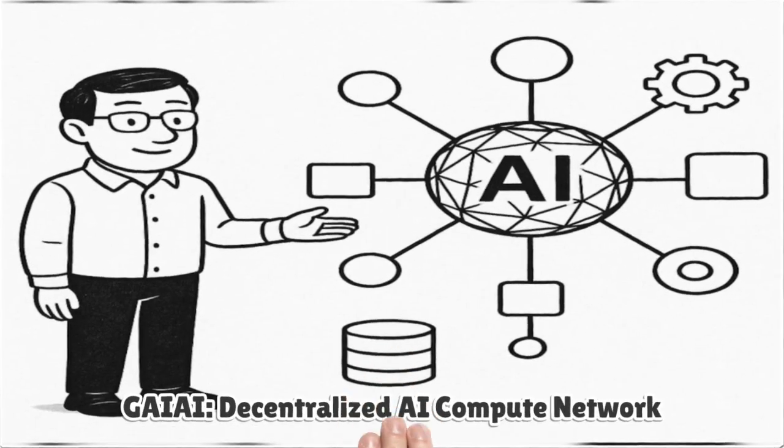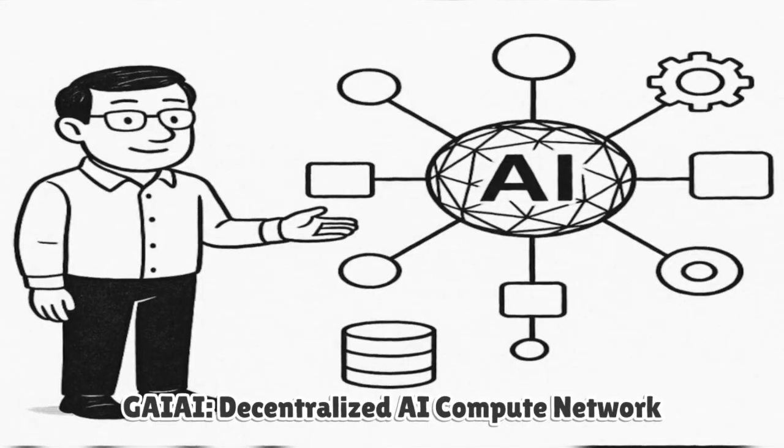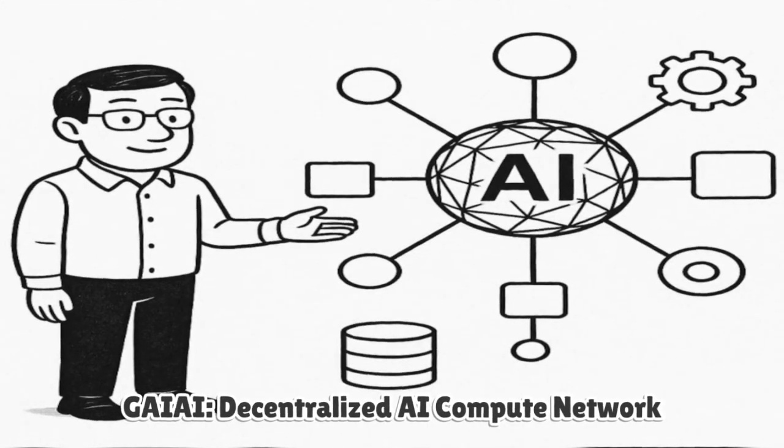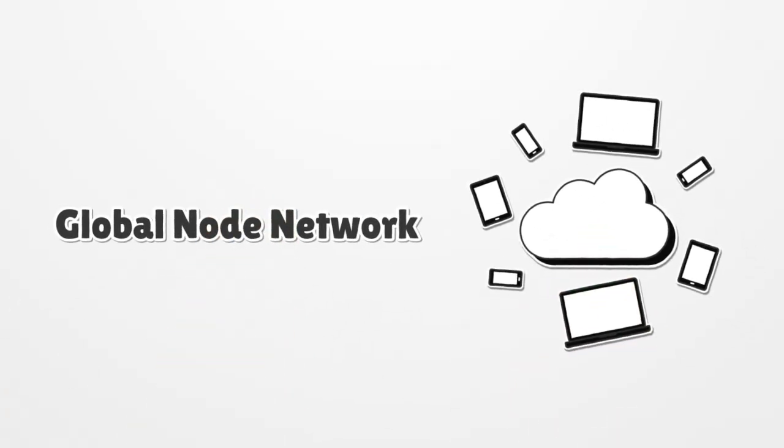Gaiai presents itself as a decentralized AI compute network designed to support model execution, inference tasks, and community-driven intelligence within Web3 ecosystems. The project aims to distribute both compute resources and AI models across a global node network, reducing reliance on centralized AI providers and enabling permissionless access to machine learning capabilities.